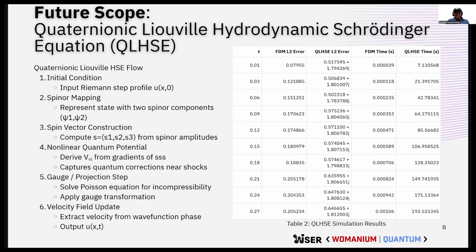Our future scope is an algorithm we've been testing past the submission date. We were proposing a quaternionic Liouville HAC that we've prototyped. You can see what the pseudocode would look like on the left-hand side. And we've also tested some results. They're pretty much comparable to what we find with the FDM, as well as with the simulation and what we found on the hardware. So this is a very promising step we're hoping to pursue further.